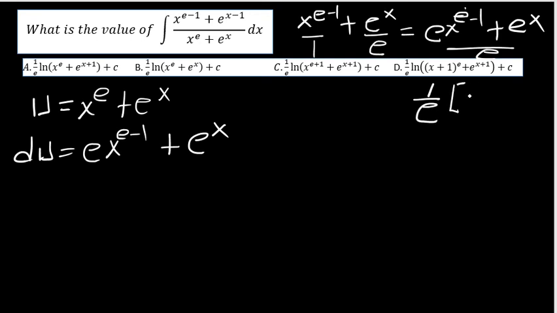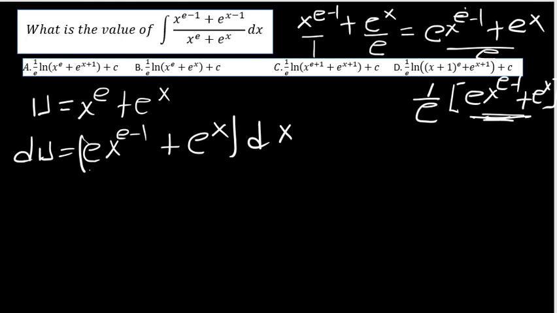Then what do I have? e x to the power of e minus 1 plus e to the power of x. Now, this one will be the numerator. Everything here is the numerator, but this will be substituted by du. This is going to be dx.